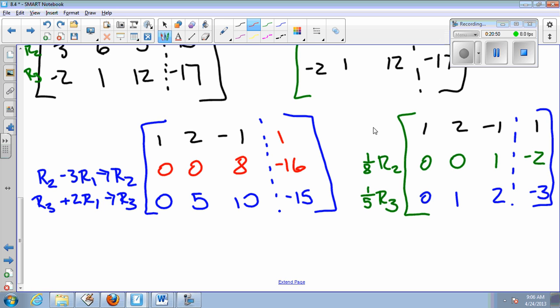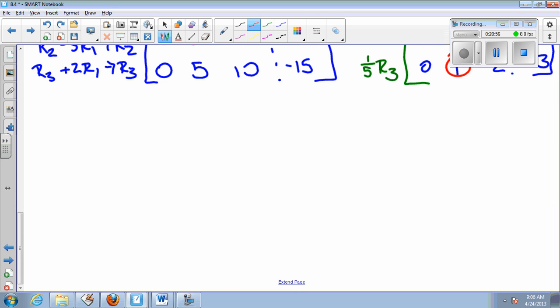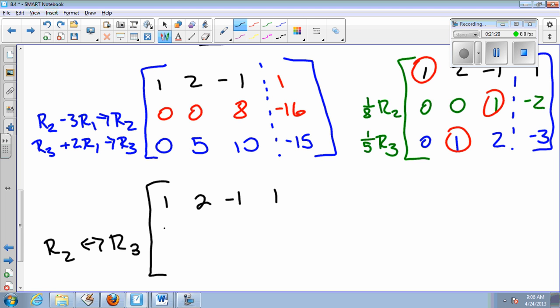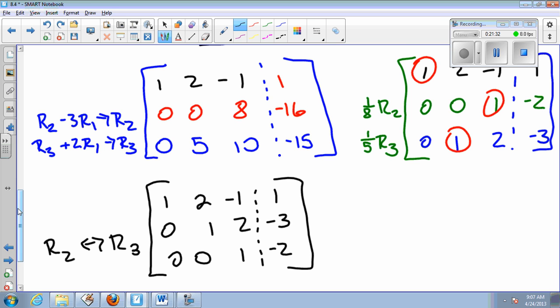So we see leading entries 1, 1, and 1. They're in the wrong order, so our next step, we need to switch row 2 and row 3. And this step and the previous step in green could have been done in reverse orders. You're going to find that happens a lot in matrices. So we have our row echelon matrix.